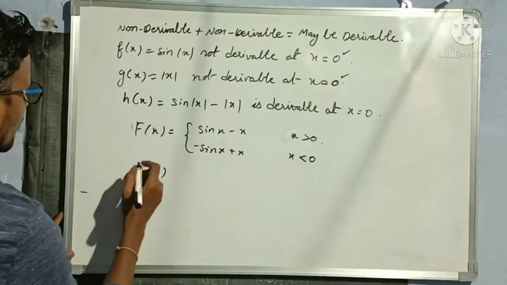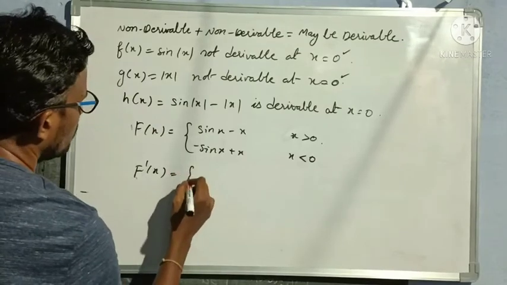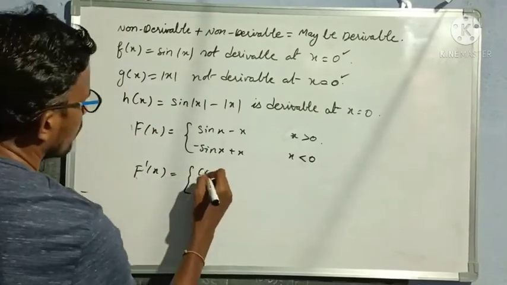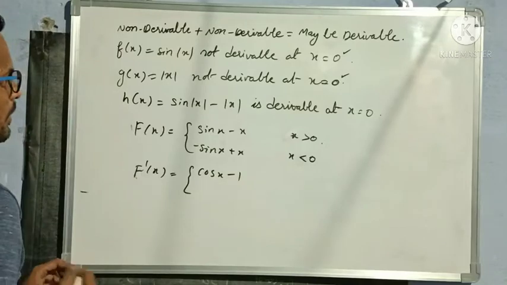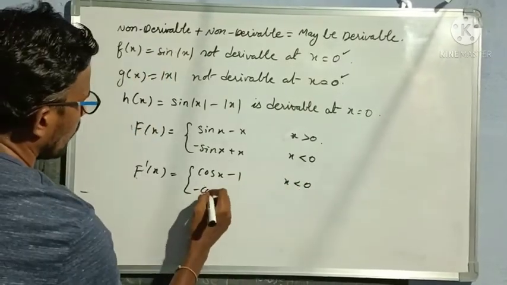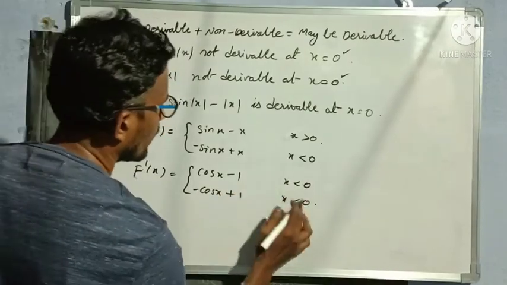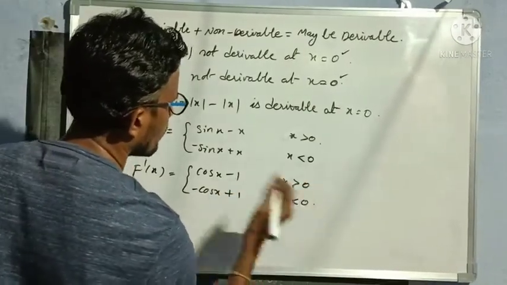Take capital F dash, because small f of x is that one. So F dash x is equal to d by dx of sin x minus x, which is cos x minus 1 when x greater than 0, and minus sin x plus x gives minus cos x plus 1 when x less than 0.